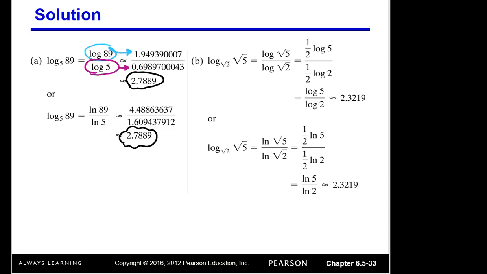Now, here's the weird part. If you use the LN button, the natural log, it gives you a different number for the 89 and so for the 5. But when you complete the division right here, you actually get the same answer. So that's how you use the change of base formula.